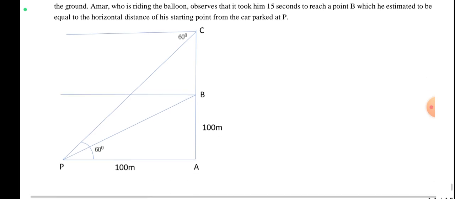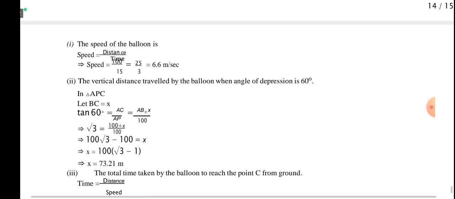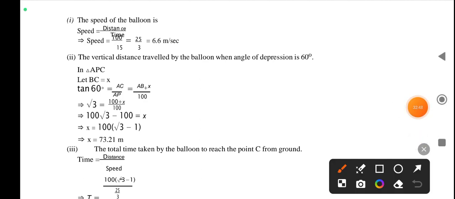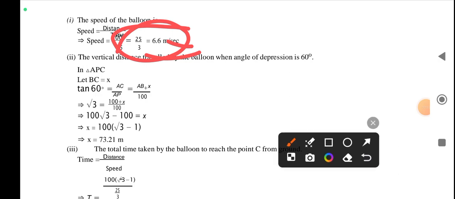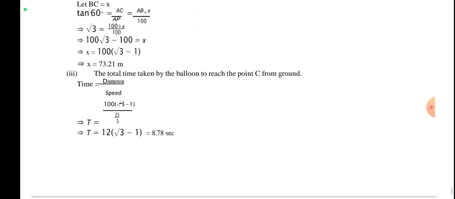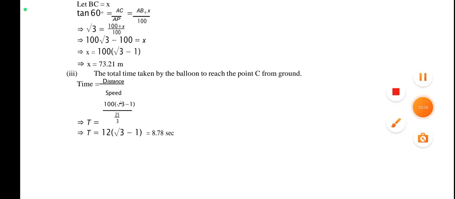Then the 38th, we all know that is trigonometry. Speed of the balloon, speed equals distance by time. So 100 by 15 is nothing but 6.66, 20 by 3 meter per second. Then in triangle APC, when you do tan 60 degree, the value is 100 plus x by 100, getting at last 73.21. Then the third one, children, distance by speed.